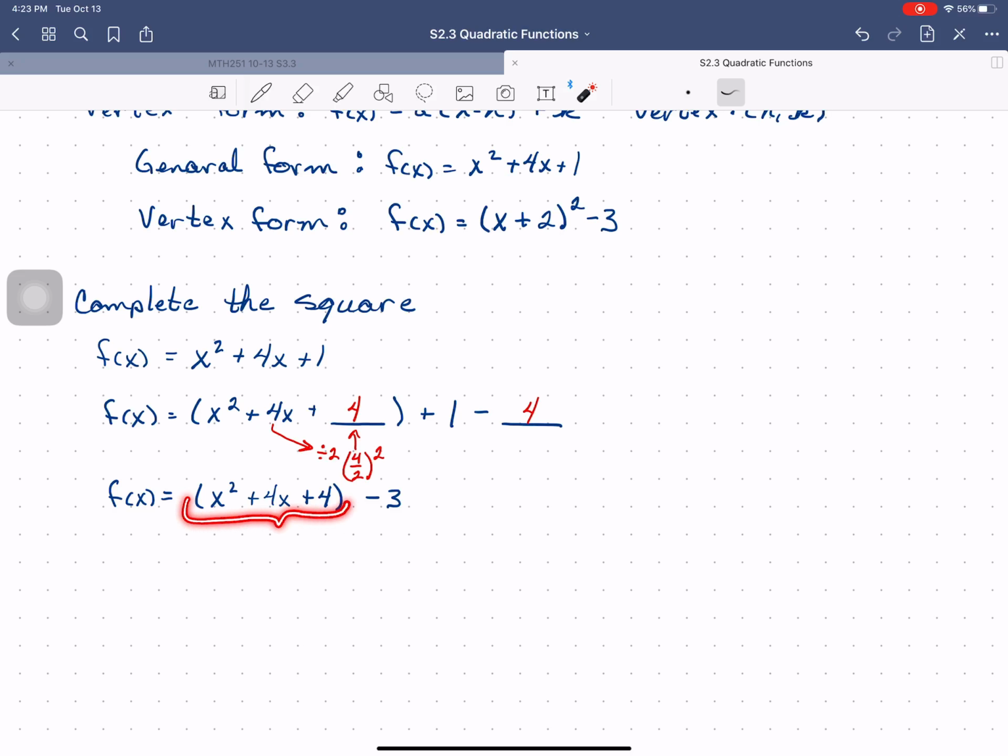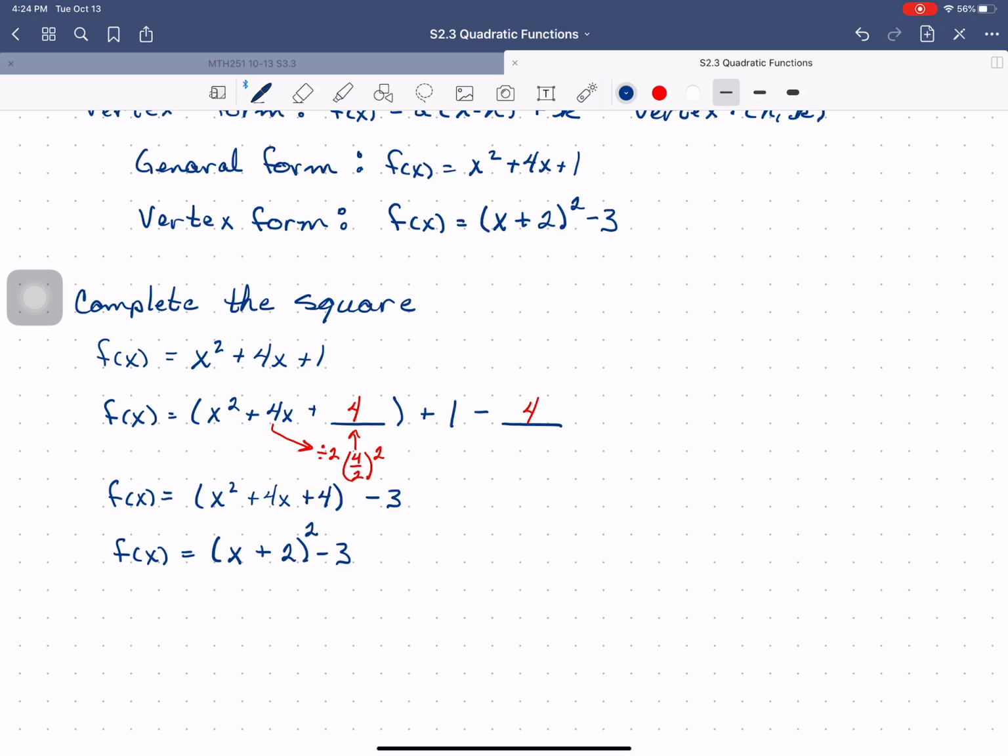This trinomial factors, and it always factors the same way because it is always a perfect square trinomial. So it is going to factor as the square root of the first term, then this sign, and then the square root of the last term. So x plus 2, except it's (x plus 2) squared minus 3.